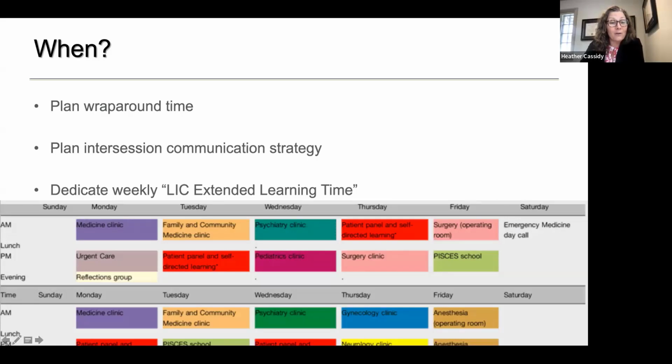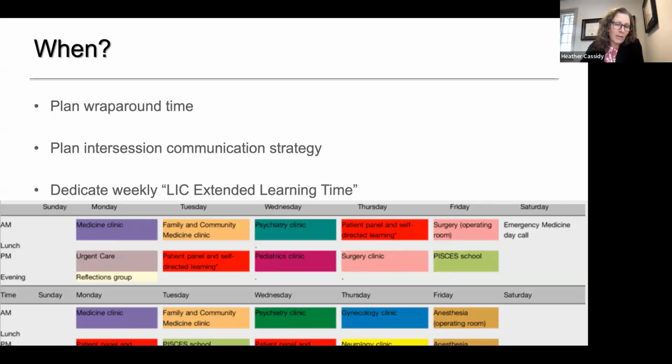So if you're in the LIC structure right now, you know that the students are in a lot of different places across the week. This is a classic LIC schedule on the bottom. I'm a preceptor in internal medicine clinic, so I would be the purple box there. And so the students are with me every Monday morning.